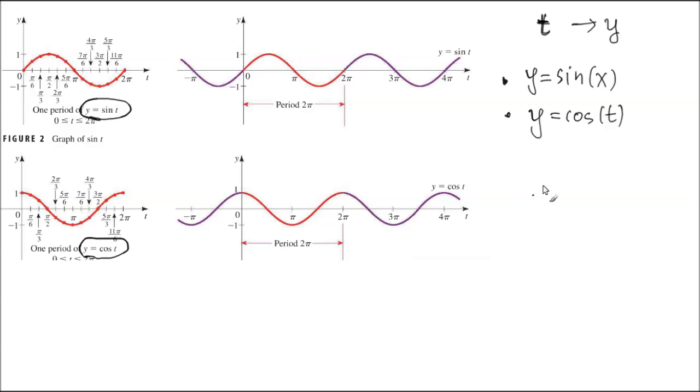Okay? So that's what this one is. Y equals sine t, y equals cosine t. T is the horizontal axis representing the time. Y is the vertical axis, maybe the displacement of the mass attached to a spring system. So there is this graph here, y equals sine t and y equals cosine t. This is the extended version.